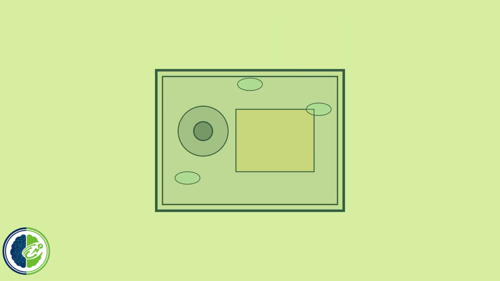Now it's time to test your knowledge with some labeling practice. Here's a plant cell diagram with all the major organelles we've studied. Can you identify each part? First, let's identify the cell wall.